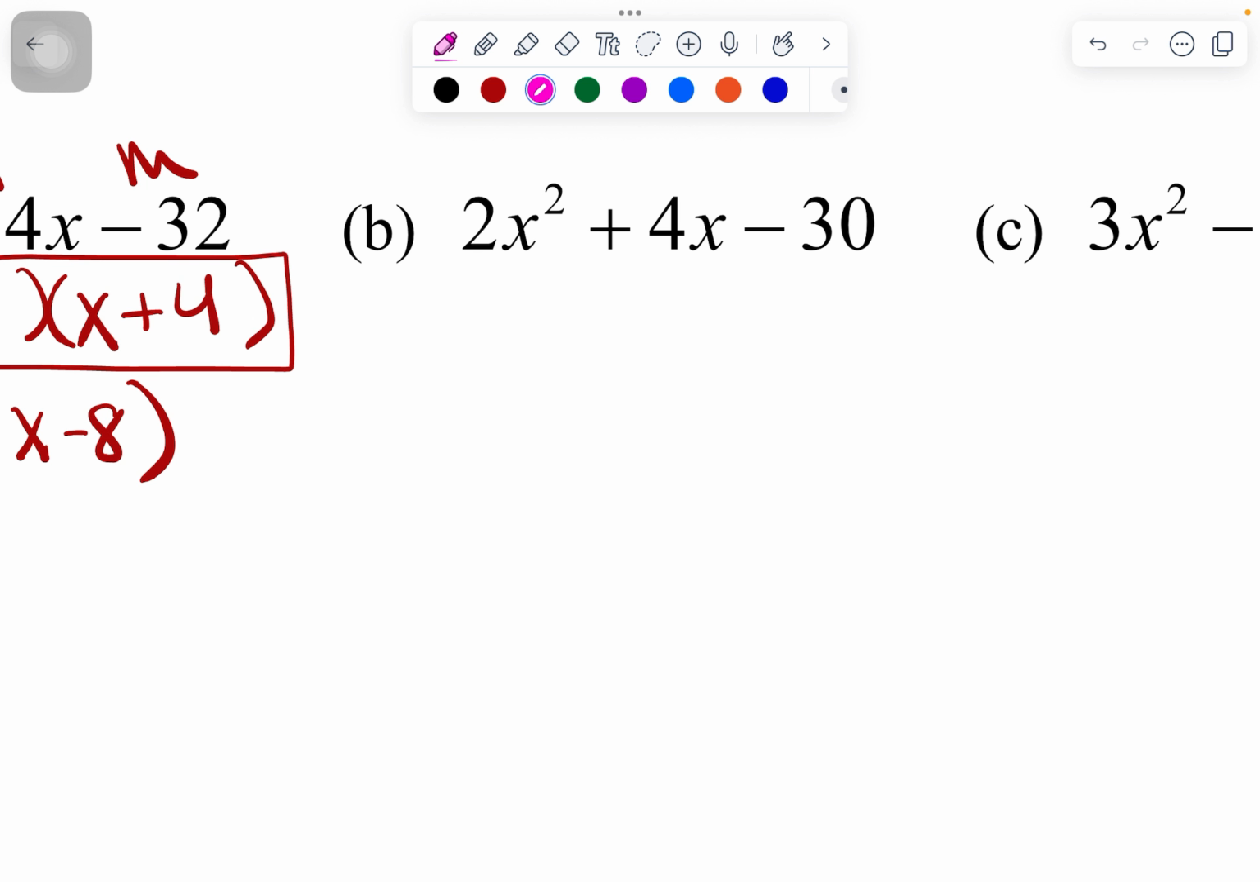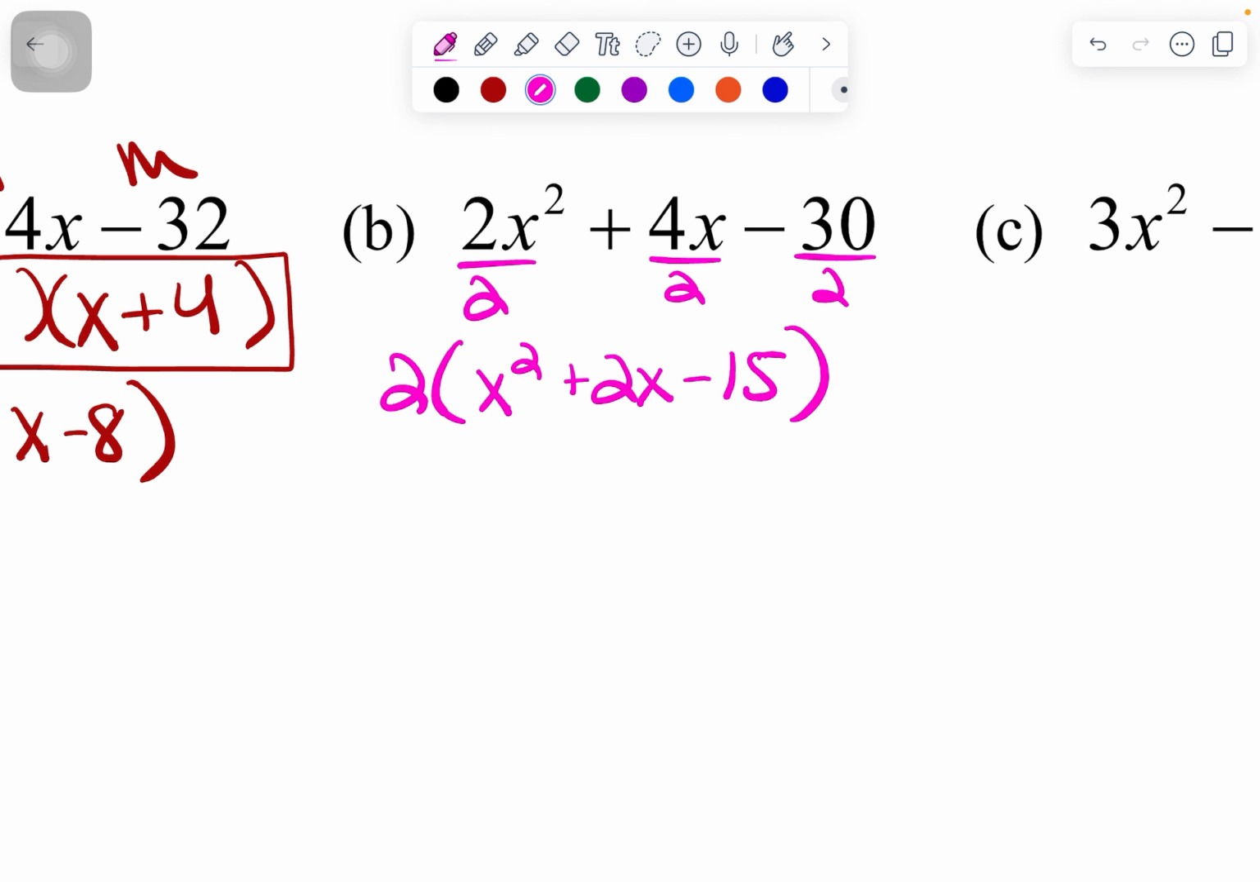And of course, the first question is, do you have a GCF? And the answer in this case is yes. All of these terms can have a 2 factored out of them. So I'm going to factor out the 2. So that's going to leave me x squared plus 2x minus 15. And then I want to see if I can factor this piece like I factored the last one.